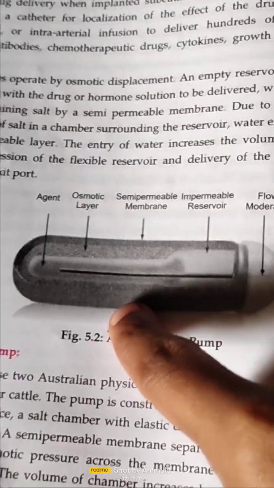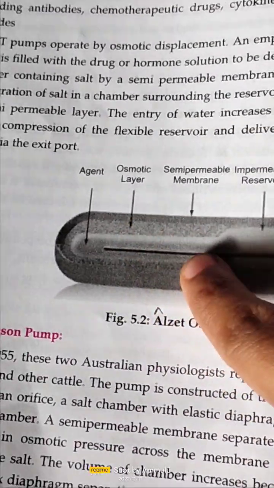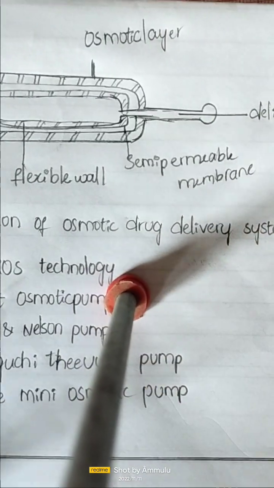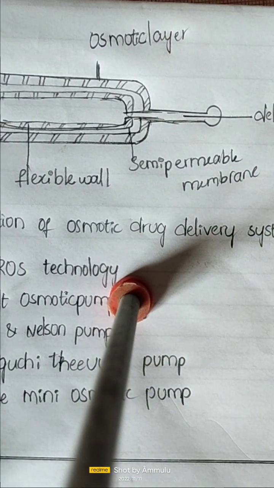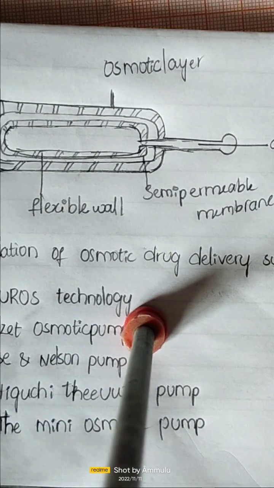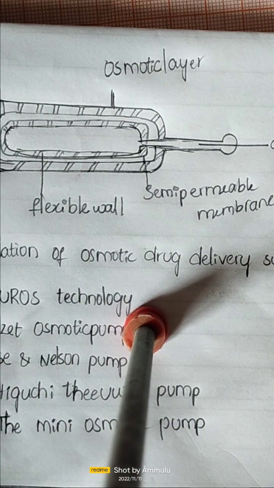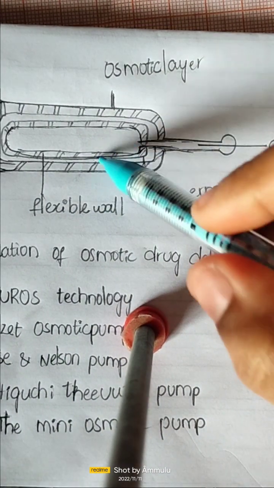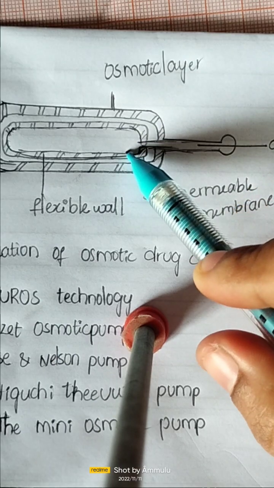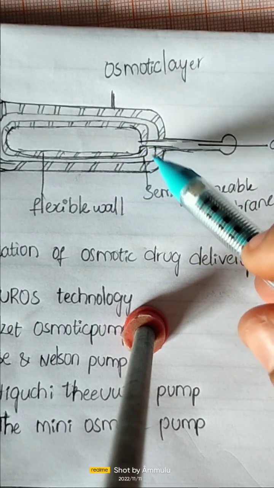Here it is, the Alzet osmotic pump. And the third one is the Rose and Nelson pump. Here you can observe this diagram, the Rose and Nelson pump. This is the Rose and Nelson pump.